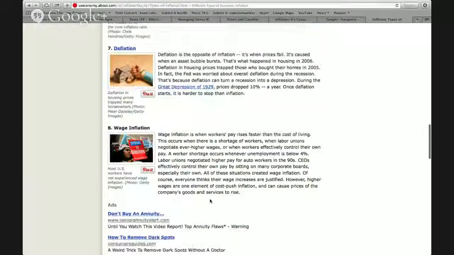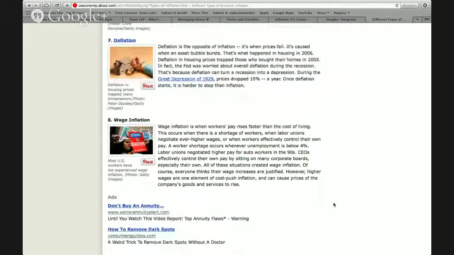So then we have something called wage inflation. I've never heard of this before, but it's when workers' pay rises faster than the cost of living, and it occurs when there's a shortage of workers. I don't know how this fits in, and it doesn't make too much sense to me because it's specific, apparently, to a particular type of job where there's a shortage of workers.